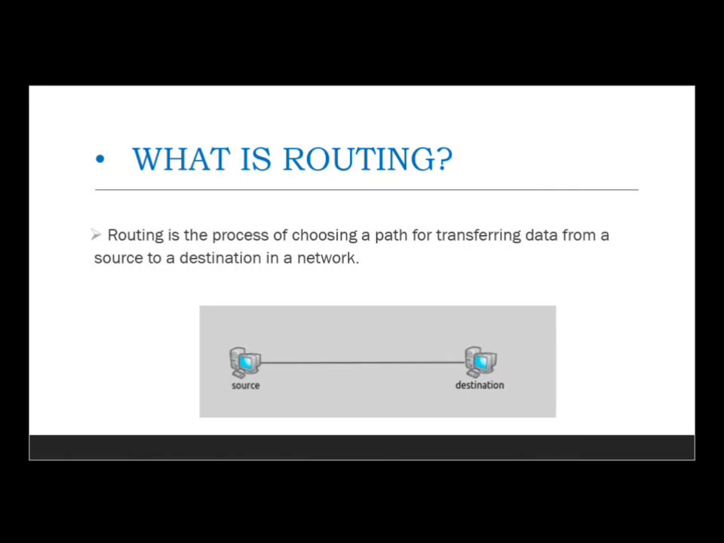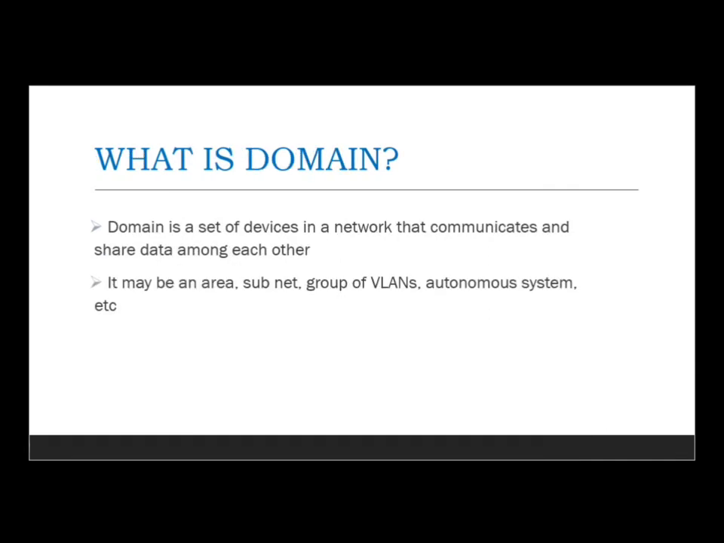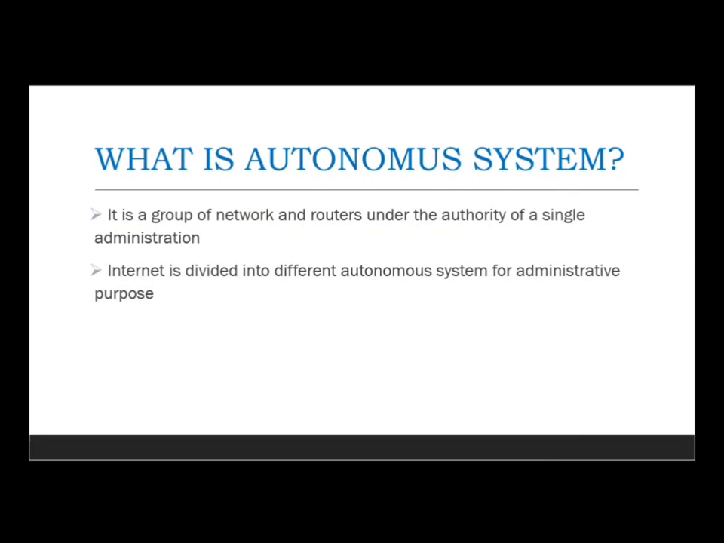A network is a collection of interconnected devices such as computers or servers which communicate with each other. And a domain is a set of devices in a network that communicate and share data among each other. It may be an area, subnet, group of VLANs, autonomous system, etc. VLAN is a virtual local area network. An autonomous system is a group of networks and routers under the authority of a single administration. And the internet is divided into different autonomous systems for administrative purposes.